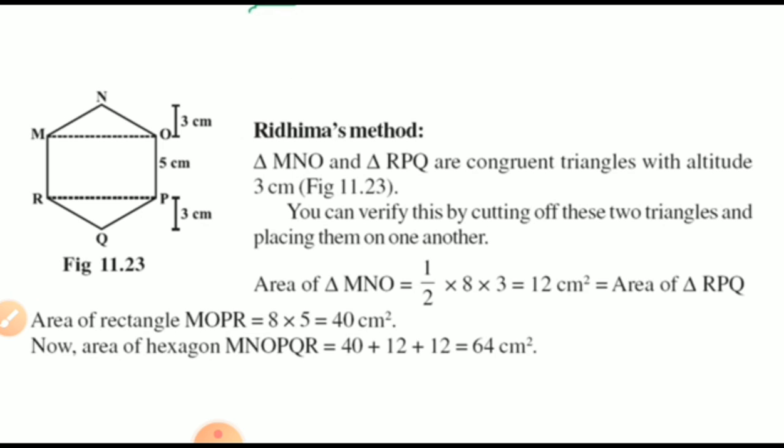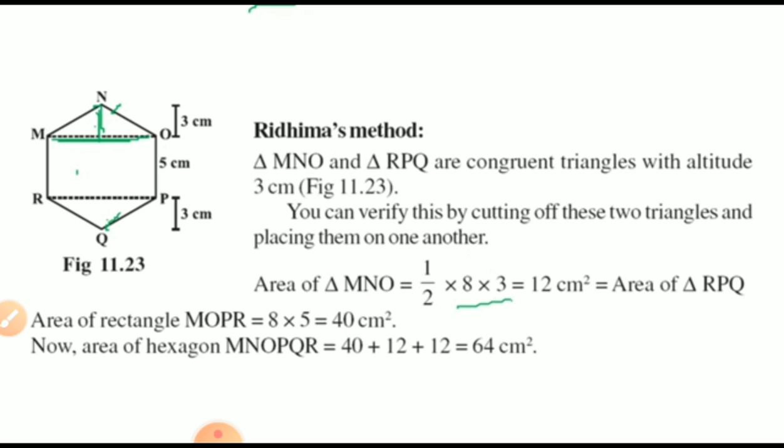Now look at Ridhima's method. What is Ridhima doing? She made two triangles, MNO and RPQ. Now it has the altitude. Altitude means 3 centimeters is given. Both the sides can be found for one triangle and then multiplied by 2. Yes, my dear students, the answer is 12 centimeters square. Same for the second one also.